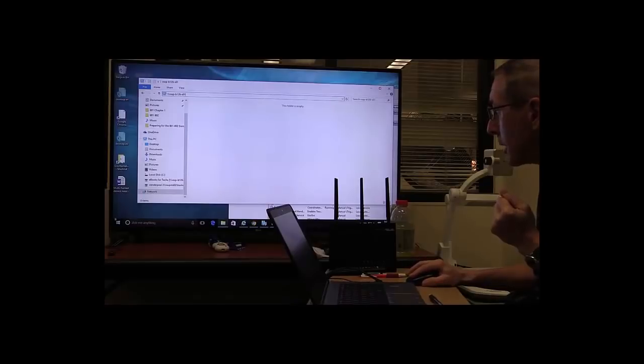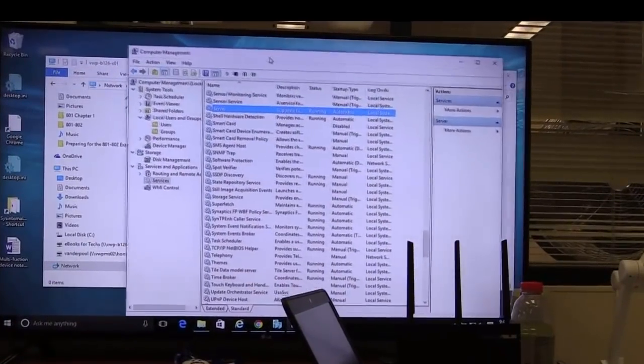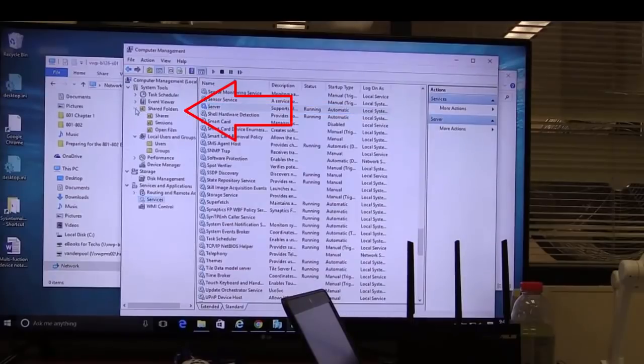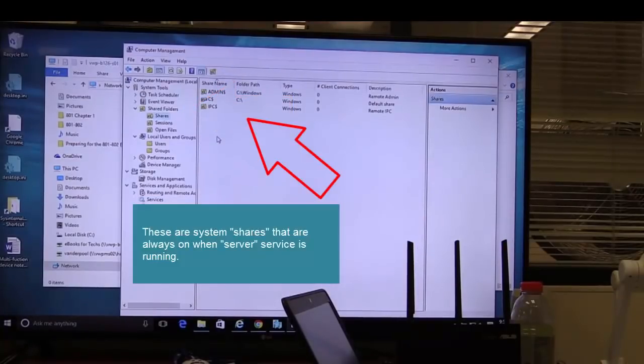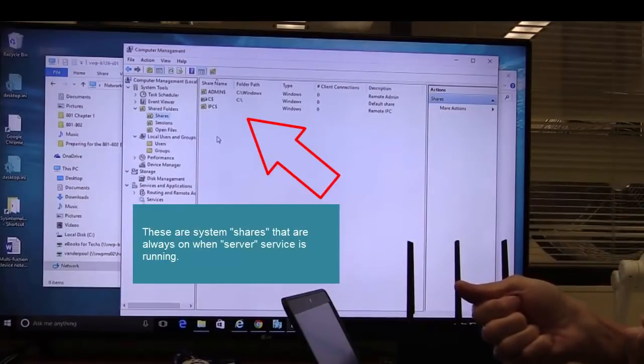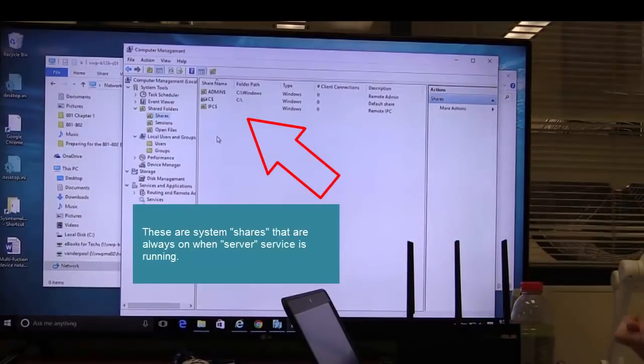I'm going to go to Computer Management Console, and I want to go to the shared folder. I'm looking at this laptop, but it's the same as Jeremy's. And I want you to look at the shares. Does everyone see that? Yep. Those are three shares. Listen carefully, the minute you flip the switch and turn on server services, those are on.